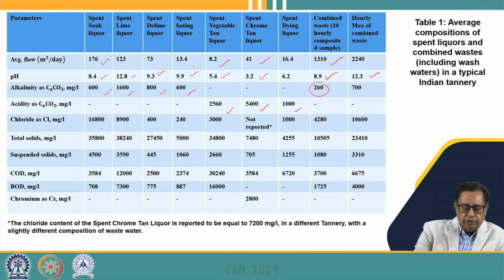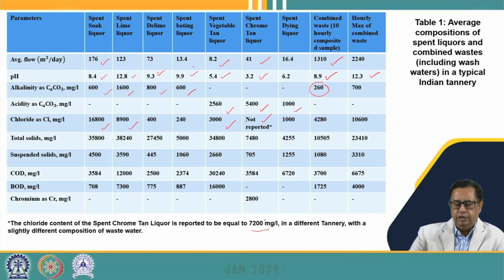Similarly, the chlorides are also high because we are using a lot of salts in the initial stages, when we talk about the spent soak liquor. Here we find that the chloride levels may be as high as 16,800, and then it reduces later on because we are not using any salts. Whereas in case of the tanning, this may increase to nearly 3,000 because here also we are adding a lot of salts, and in case of the chrome tanning process, the chloride levels may go as high as 7,200 milligrams per liter. In the composite sample, the chloride levels may be nearly 4,280 milligrams per liter, and it may go as high as 10,600 milligrams per liter when we talk of the hourly maximum.